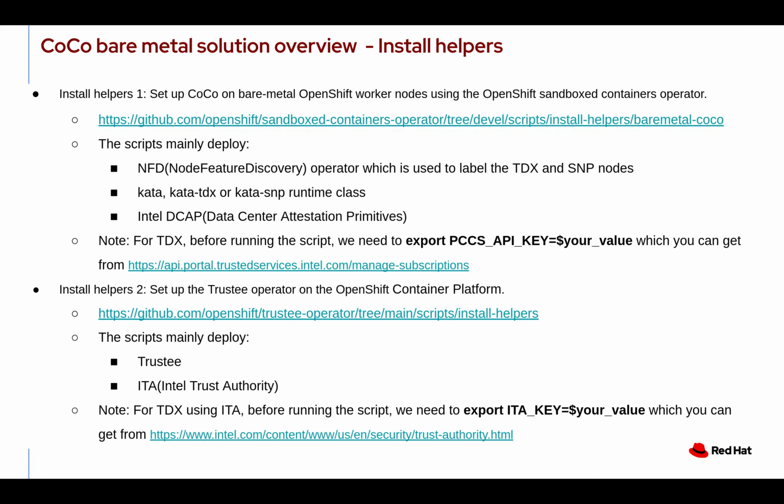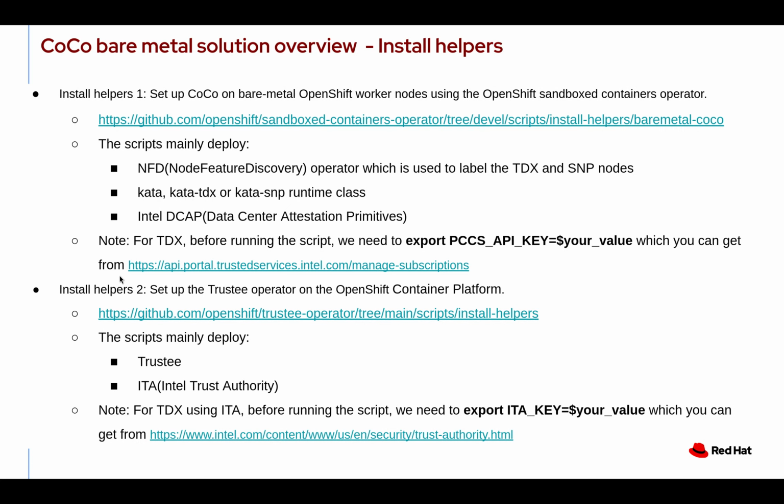Now let's get back to the other part of the solution overview. Another part of the solution is the install helpers. We prepared two scripts. The first one sets up CoCo on the bare metal OpenShift worker nodes using the OpenShift sandboxed containers operator. The script is at this link, and it mainly deploys the node feature discovery operator, the kata-tdx or kata-snp runtime class, and Intel DCAP related setup. The second script sets up Trustee. This is the script link, and it mainly deploys Trustee and Intel Trust Authority.